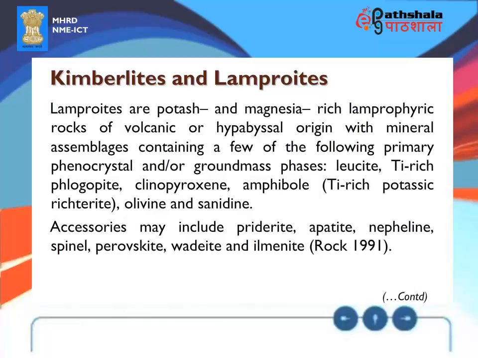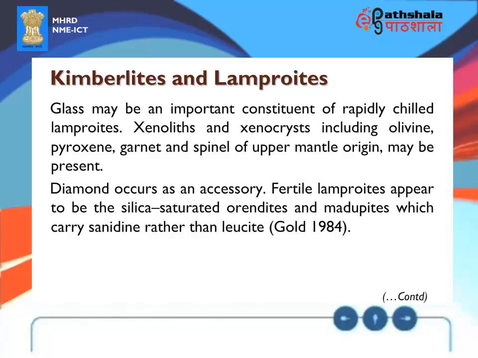potash and magnesia-rich lamprophyric rocks of volcanic or hypabyssal origin with mineral assemblages containing a few of the following primary phenocryst and/or groundmass phases: leucite, titanium-rich phlogopite, clinopyroxene, amphibole, titanium-rich potassic richterite, olivine, and sanidine. Accessories may include priderite, apatite, nepheline, spinel, perovskite, wadeite, and ilmenite. Rock, 1991. Glass may be an important constituent of rapidly chilled lamproites.